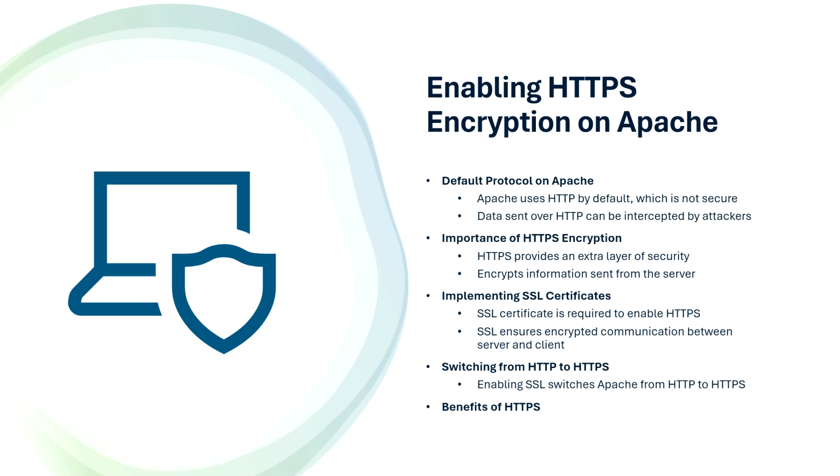The third hardening recommendation is use HTTPS encryption on Apache. By default, HTTP protocol is used on Apache, which is not secure. Encrypt your desired site using an SSL certificate. Doing this will switch the default HTTP protocol to HTTPS. You want that S. You want that extra security. S stands for secure, security. You need that.